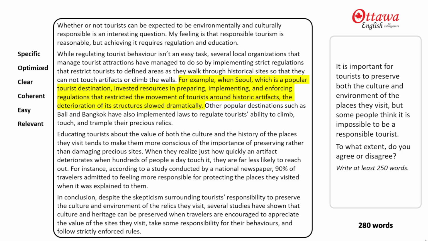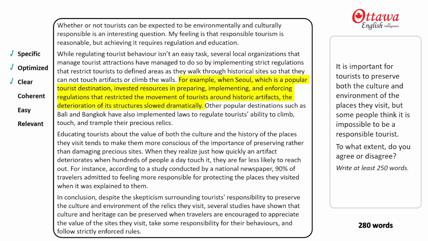So I think we can say that that is specific because it develops the paragraph's main idea by talking about a tourist destination where enforced regulations are being used. I think we can say it's optimized because it's not too short and it's not too long.